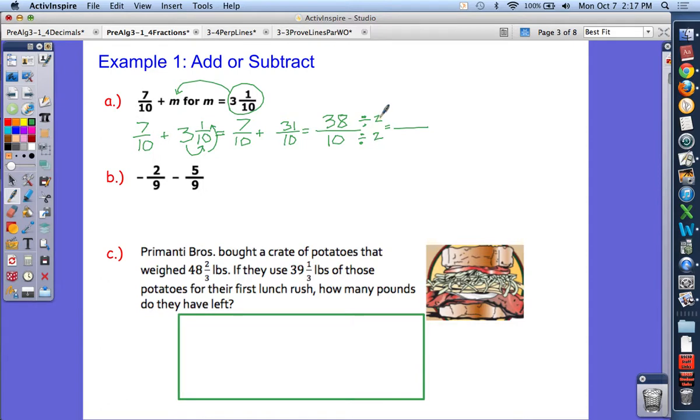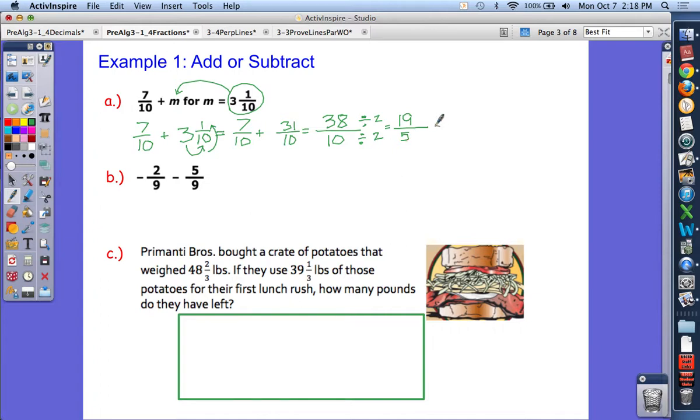38 divided by 2, well, 30 divided by 2 would be 15, and 8 divided by 2 would be 4. So put that 15 and that 4 together: 38 divided by 2 is 19. 10 divided by 2 is 5. Check, can we reduce it any farther? 5 is prime and 19 is prime, so we cannot.